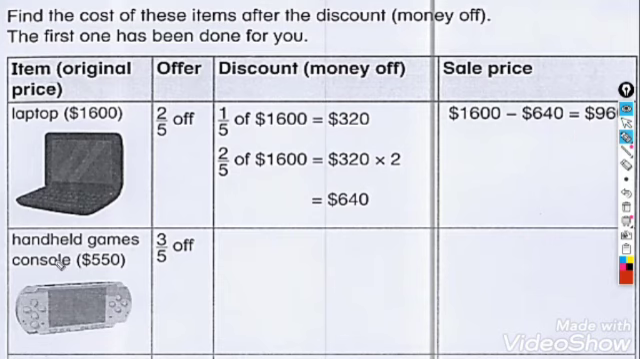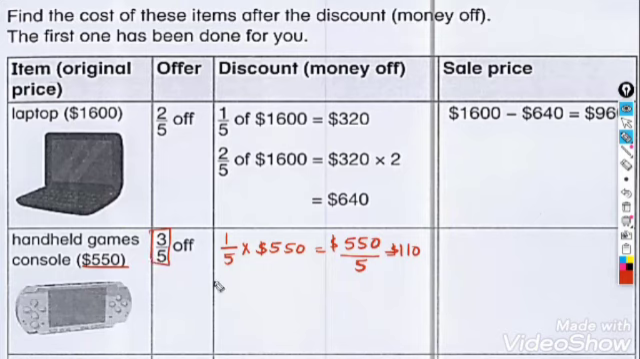So, handheld games console. Its price is $550 and the offer is 3 upon 5 off here. Okay, 3 upon 5 is off. So what is the discount or the money off here? So what you will do, you will find out the first one, that if one part out of 5, how much money is one part off? So 1 upon 5 of the total amount $550. So you will get $110.